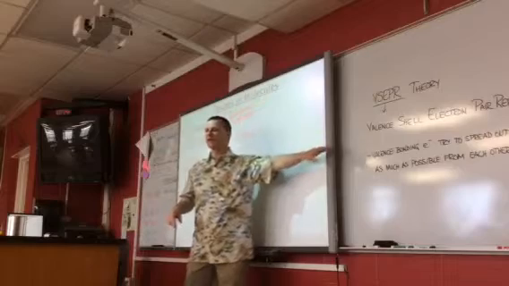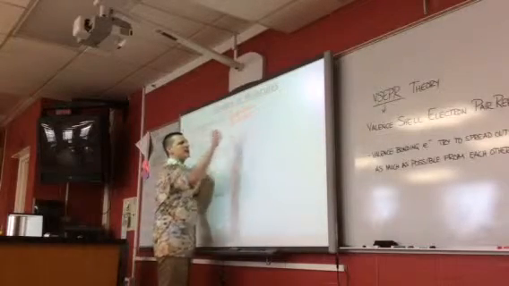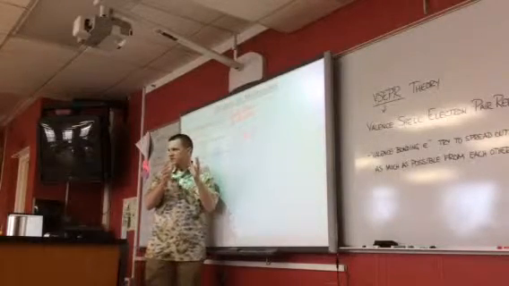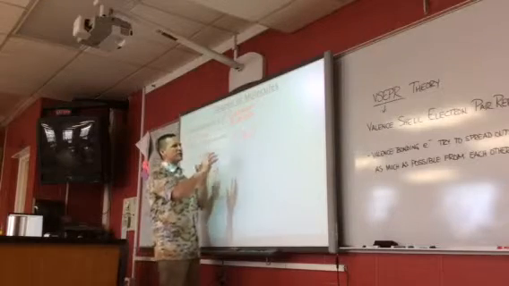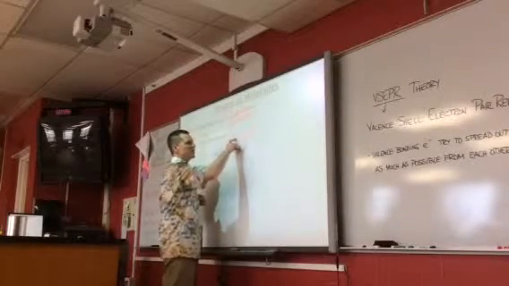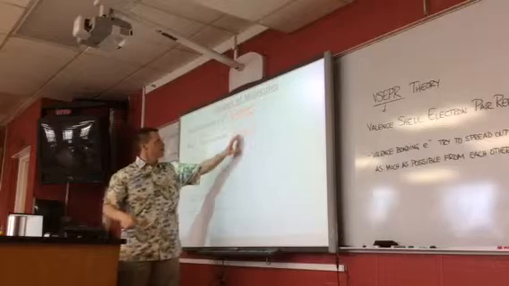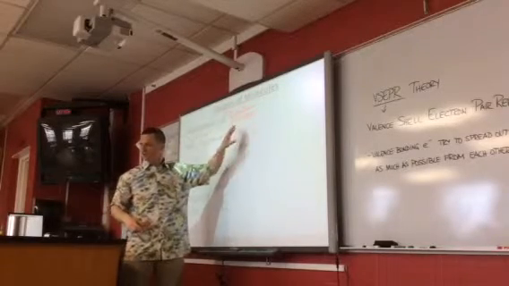Well, VSEPR theory says that the beryllium has 2 pairs of electrons on it. 2 little clouds of electrons. One's right here and one's right here. How do they arrange themselves? Do they arrange themselves in a straight line, literally?